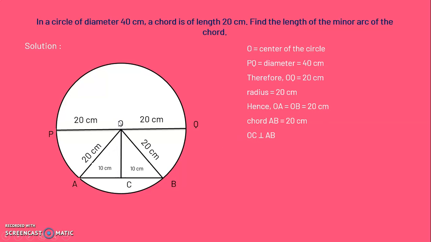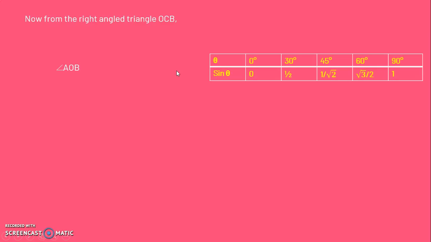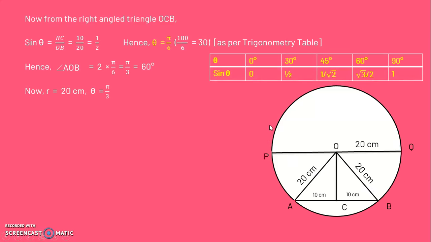So if we draw a line OC which is perpendicular to AB from the center of the circle, this point C is dividing the AB line equally. That's why AC and BC will be equal, that is, AC is equal to BC, which is equal to 10 centimeters each. So if we consider the right angle triangle OCB, let's assume that theta is at point O.